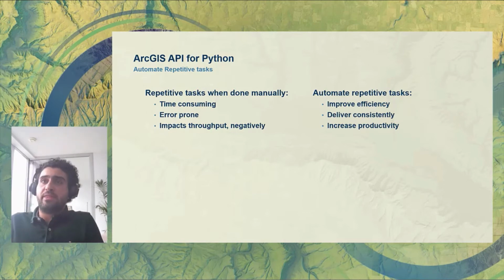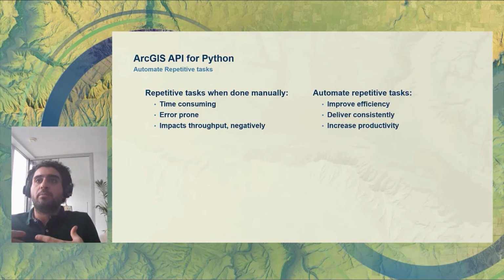While if we automate all of these repetitive tasks, our efficiency will improve. We have more time to do spatial analysis, for instance, rather than data migration and ETLing. We deliver constantly, and we're delivering the product that is promised. We're making sure we're avoiding all the errors, and we're increasing our productivity.